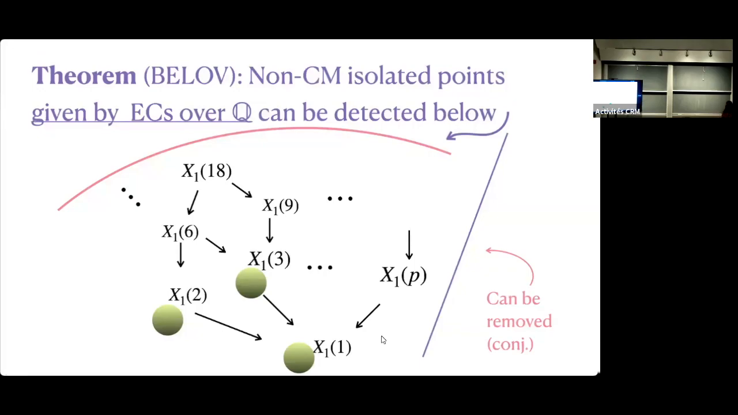Okay. So just one. Yeah. If I understand what you said, then you are also expecting the non-CM points are finite in that now. Because then you can detect them from below, and each of them you said there are finitely many steps. Yeah, the non-CM isolated points.